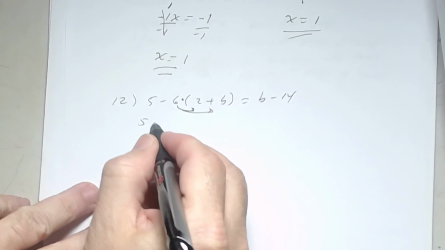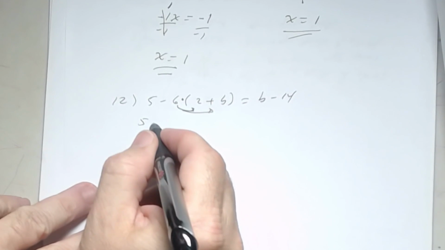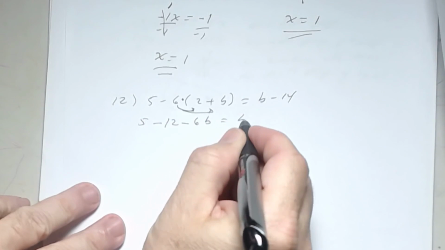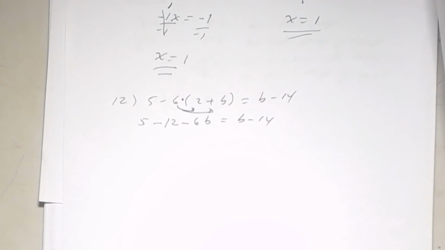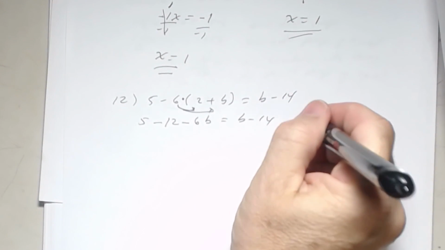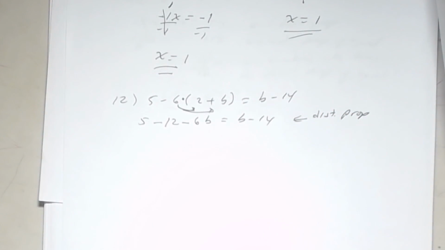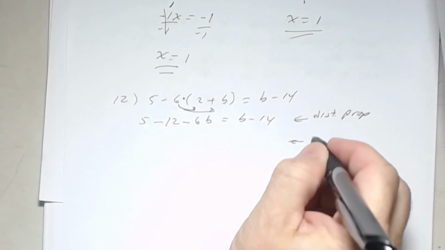So you're going to say 5, and then what's going to be the rest you're going to write? -12 minus 16. Very good. And on the other side, that's b minus 14. All right, so that was distributive property. Okay, now the next step is to combine like terms.